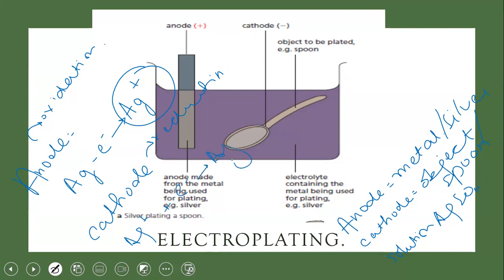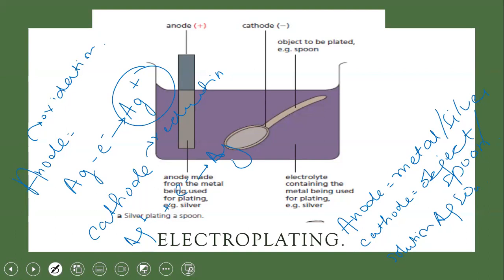Good job. So the silver metal is going to start to deposit. It's going to start to add on top of the spoon. And slowly, that entire silver is going to cover the spoon, and the spoon is going to be covered in silver metal. So this is electroplating.